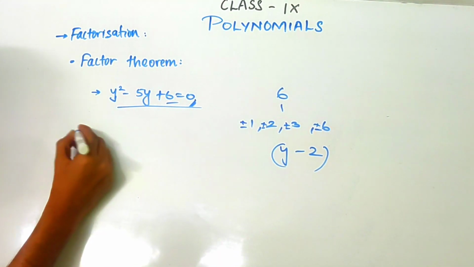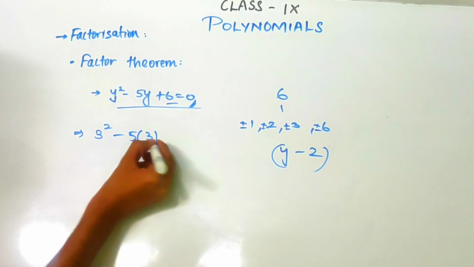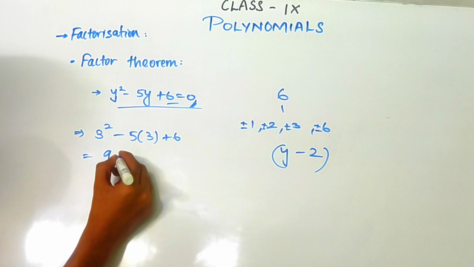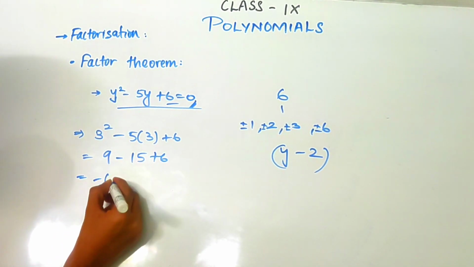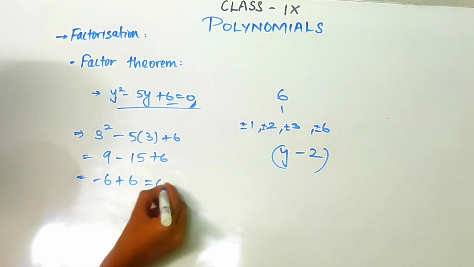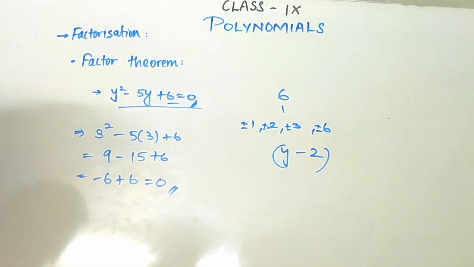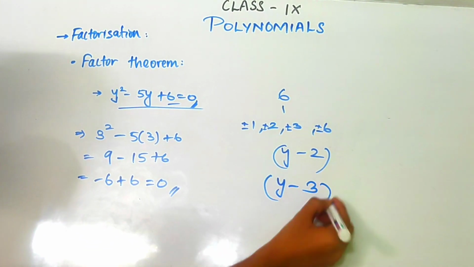Let us try substituting 3 over here. So 3 square minus 5 times 3 plus 6. When we simplify this, 3 square is 9, minus 15 plus 6. Now 9 minus 15 is minus 6, plus 6 will give us 0. Now we get the answer as 0 and the RHS is also 0. So now we can say that y minus 3 is also a factor.